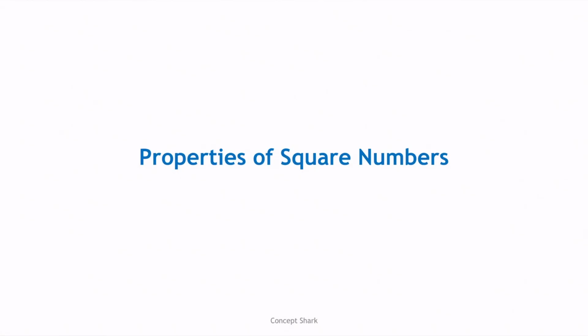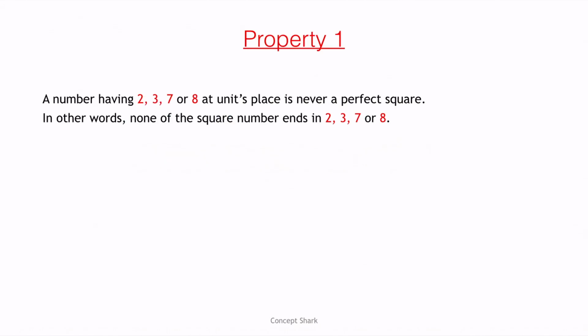Today we are going to see the properties of square numbers. Property number 1. A number having 2, 3, 7 or 8 at units place is never a perfect square. In other words, none of the square numbers ends in 2, 3, 7 or 8.